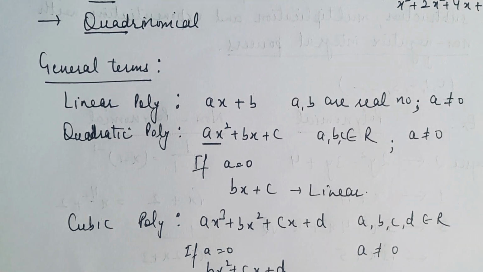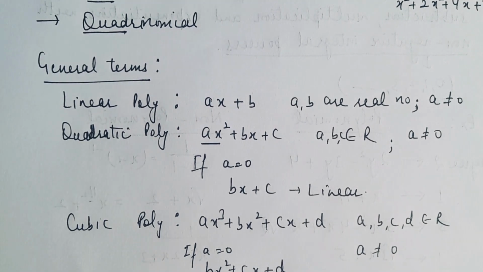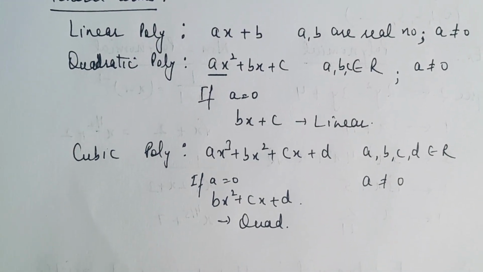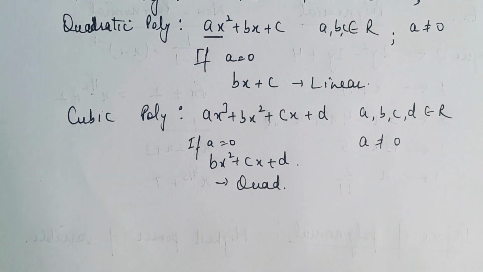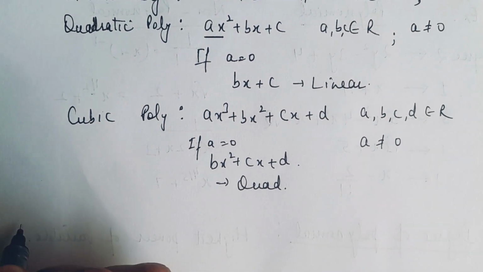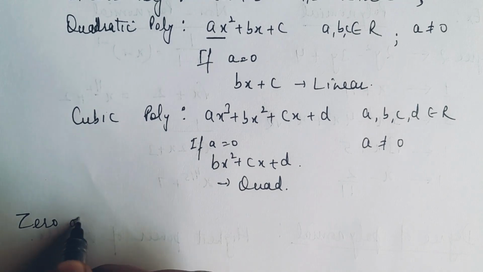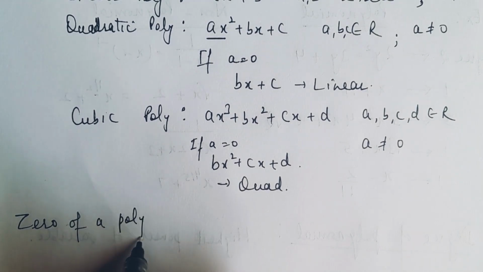Now we will discuss a very important topic, zero of the polynomial. Sometimes we call it root of the polynomial. Basically we have learned in class 9th about the zeros of a linear polynomial. So just recall that again, because we are going to learn the geometrical interpretation of the zeros in this class 10th.